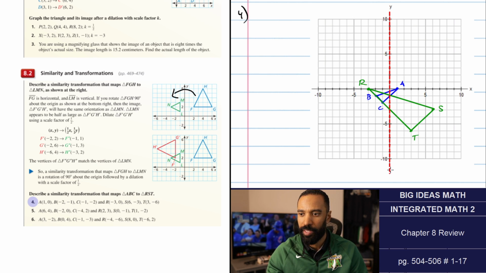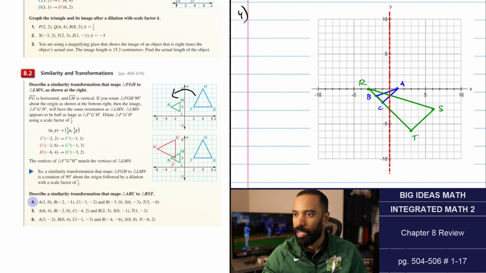Across that line, A would go to the other side right here to be A prime. B would go 1, 2 over to the other side to become B prime. And C prime is like that. So, a rough sketch, connect this thing, guys.